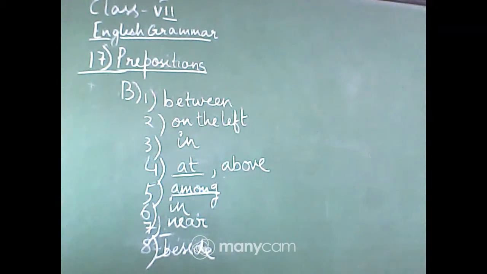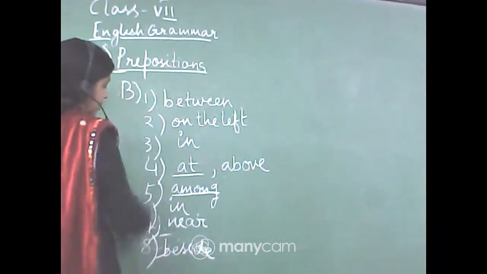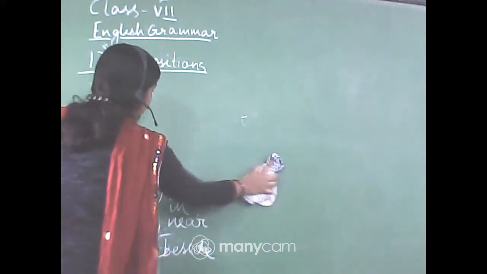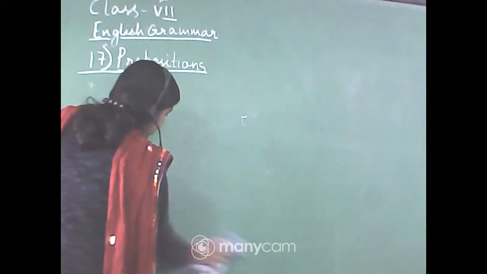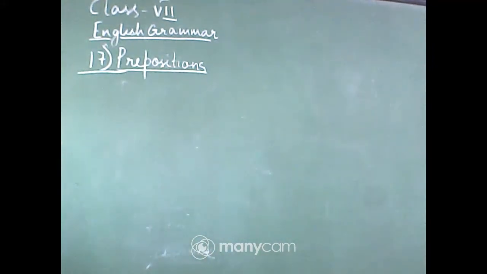Come to exercise number C. But before we proceed to exercise number C, this is one combination of answers. You can write something else except number 1 and number 2. Here you cannot change. Number 1 will be between and number 2 will be on the left of. Come to exercise number C.